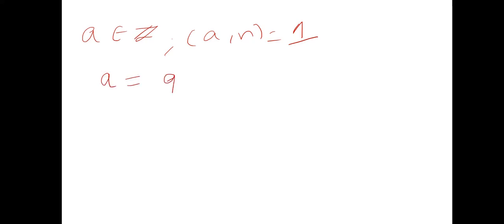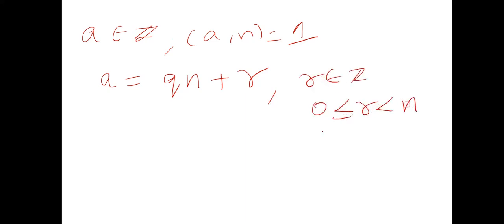Okay, fine. Now, we are also given an element A in Z. A is an integer, and the relationship between A and n is that GCD is 1. So now let me divide A by n. For any two integers, we can divide one by the other and write it in this form: A is equal to Qn plus R, where R is the remainder, an integer, and R can be 0 or less than n, so 0 ≤ R < n.